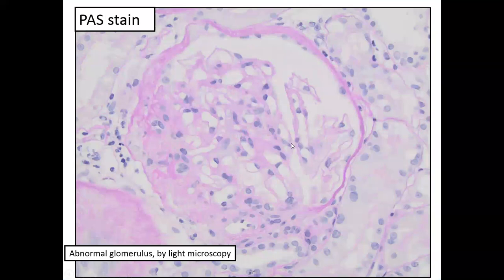The PAS, again, shows the same features I just described, a little bit of mesangial hypercellularity, but if I'm looking at the glomerular basement membrane, it looks pretty good. This one doesn't look as good. It looks a little thickened. This one looks a little wrinkled. So I've got lesions, I just don't know what caused them.